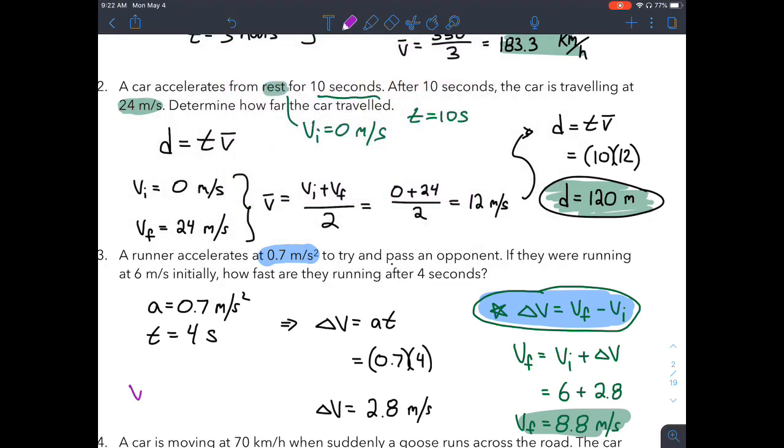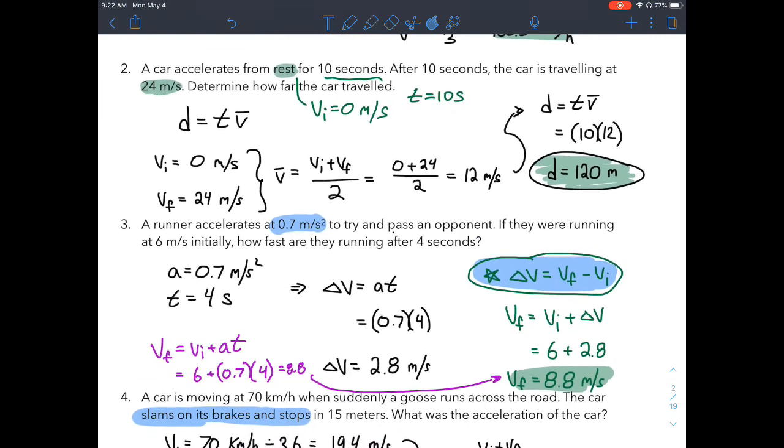You could also just write this as V final equals V initial plus AT, which will be your 6 plus 0.7 times 4. You're going to get exactly the same thing, 8.8, right? That's going to be exactly the same thing as we did before, just a different way of writing it, okay?